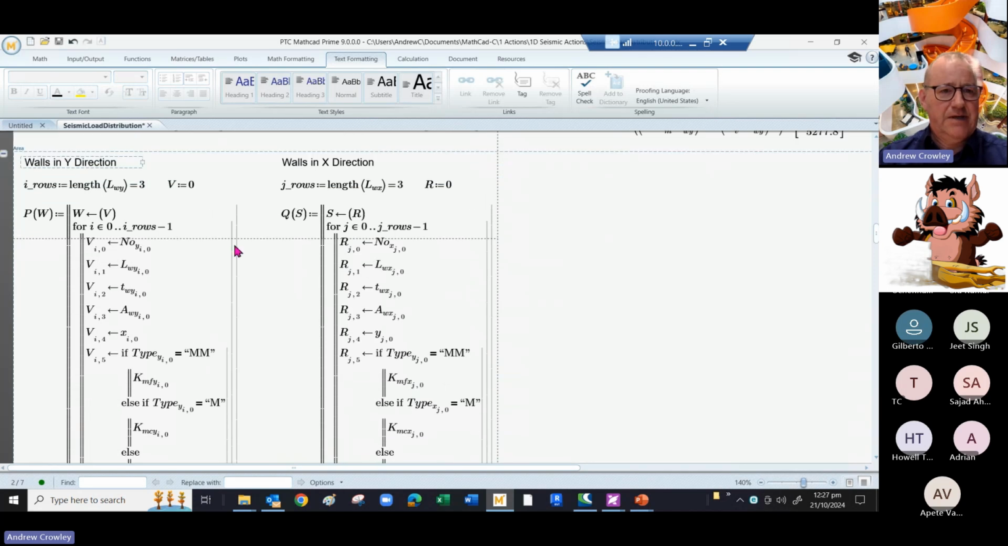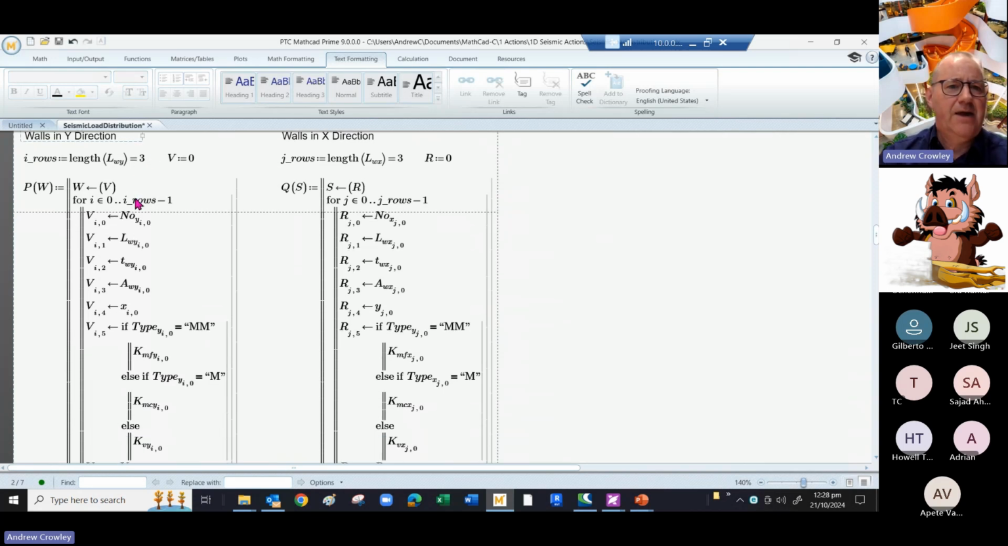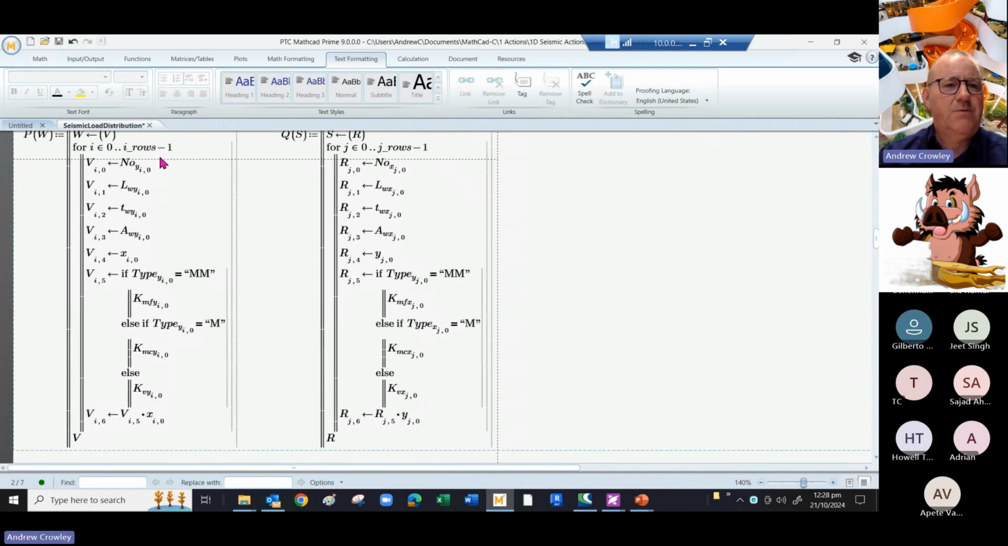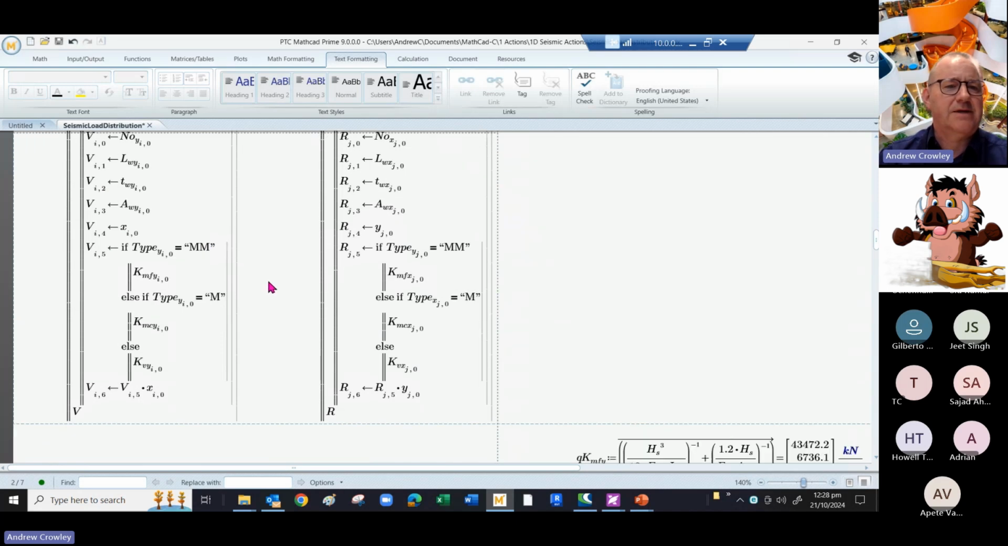So we start by defining how big our matrix is, and that's dependent on the number of walls. So in this case, we've got 3 walls, and we start with an initial value of 0 for the shear, and we populate this matrix. So in the 0 column, we have a number. The column marked 1, we have the length. Column marked 2, we have the thickness. Column marked 3, we have the area. Column marked 4, we have the x dimension.